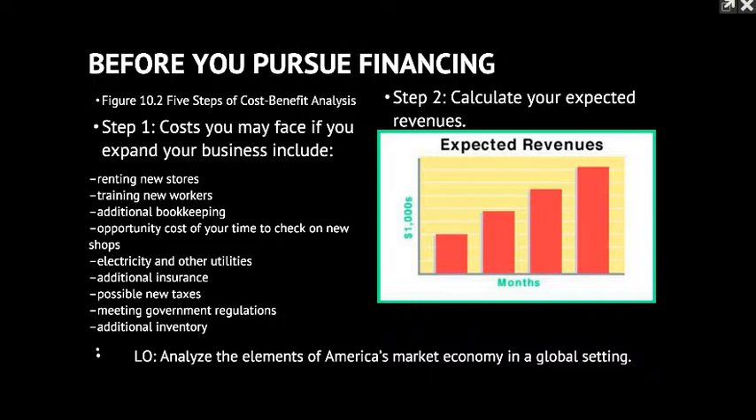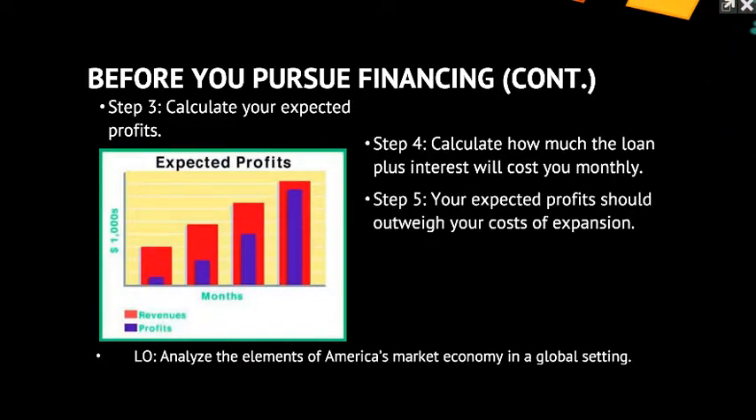Step 2, of course, would be to calculate your expected revenues. Then step 3 is to calculate your expected profits, which once again should be the difference between your expenses and your revenues. So step 4 is to calculate how much the loan plus interest will cost you monthly. And step 5, your expected profits should outweigh the cost of expansion.